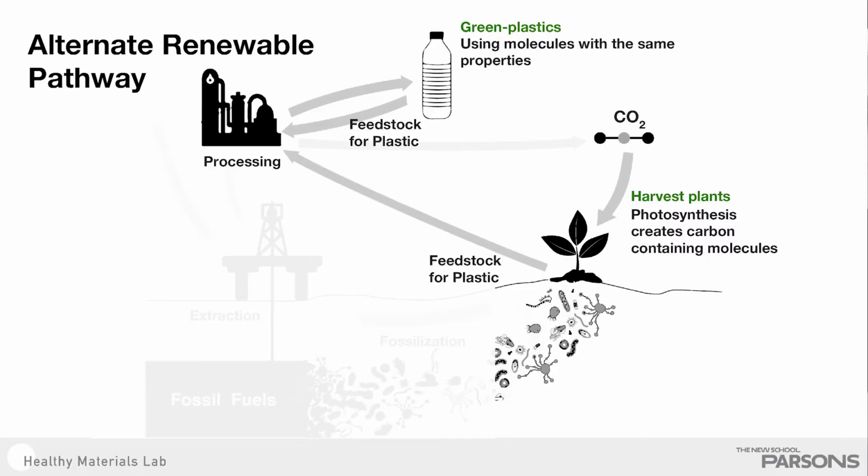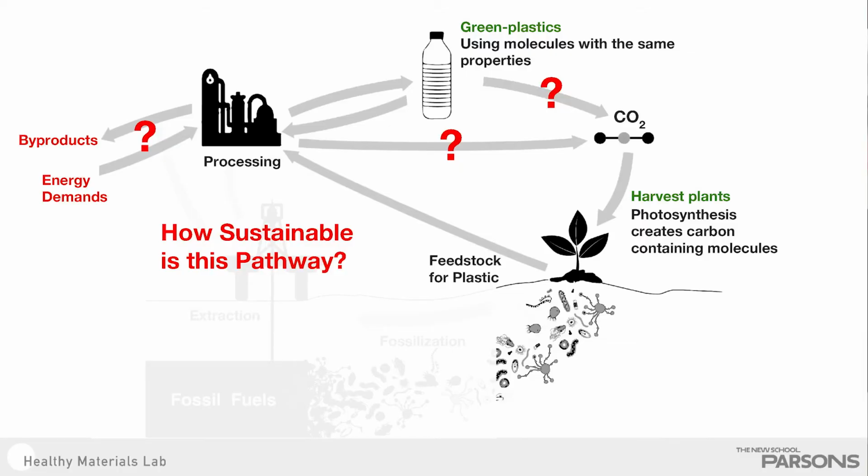An alternate pathway, which is often known as green plastics, is where we harvest plants which have been grown today. The plants are undergoing the same chemical process, taking the carbon dioxide from the atmosphere, converting it through photosynthesis into carbon-containing molecules, and those compounds today are being converted into the feedstocks for the plastics. So you can see now a very different, ideally more renewable path towards the same plastic material, whereas the more traditional approach has been a very non-renewable pathway.